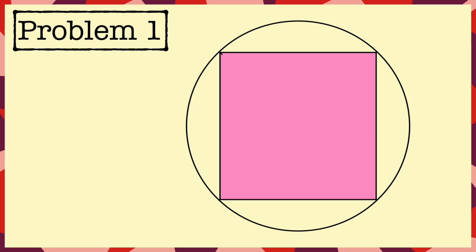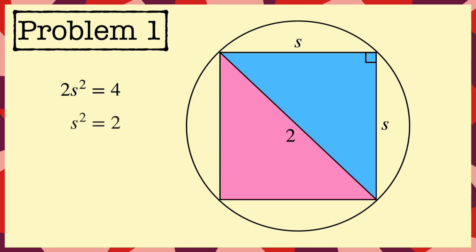Well, we can start by drawing in this diagonal and then considering the triangle highlighted here, which is a right angled triangle, so we'll be able to use Pythagoras on it. And let's call the length of the square's sides S, which we can label here. And because this long diagonal is a diameter of the circle, we know it must have length 2. So then Pythagoras gives us that s squared plus s squared equals 2 squared, or 2s squared equals 4. So s squared is 2, and that's the area of our square.